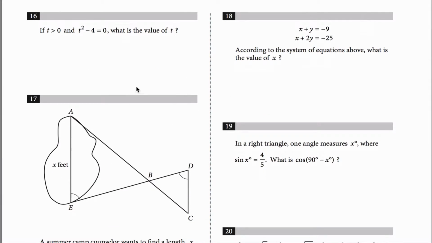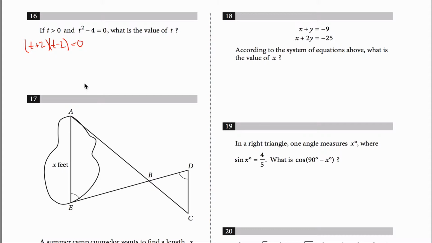So for 16, you're told that t is greater than 0, and that t squared minus 4 equals 0, and asked what is the value of t. You got two options here. One way is to factor. T squared minus 4 is a difference of squares. T squared is a perfect square. 4 is a perfect square. So it's going to factor to t plus 2 times t minus 2.